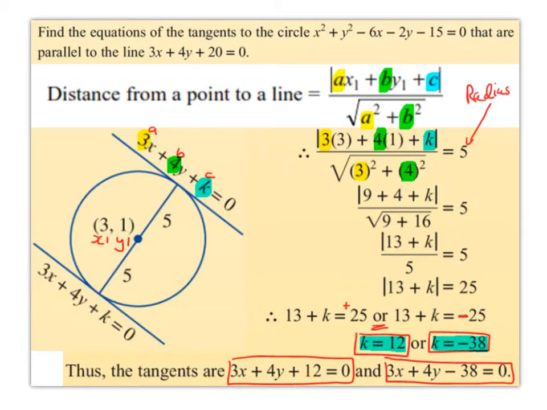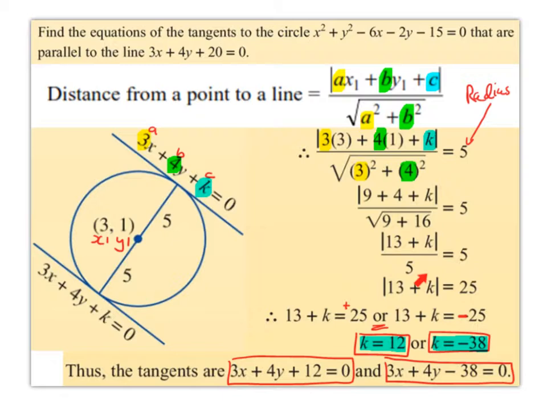Then we simplify. 3 times 3 is 9. 4 times 1 is 4. Bring down the plus k. 3 squared is 9 and 4 squared is 16. So we have the modulus of 9 plus 4 plus k all over the square root of 9 plus 16, and that's equal to 5. We simplify. 9 plus 4 is 13, so we have the modulus of 13 plus k. And 9 plus 16 is 25, and the square root of 25 is 5. And again, that's still equal to 5.